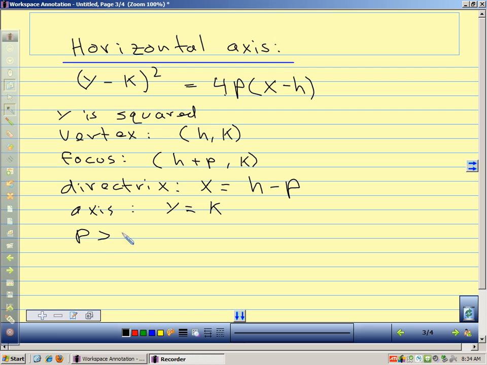If p is positive, p is greater than 0, our parabola opens right. And if p is less than 0, if p is negative, it opens left. So a quick drawing here of what we're talking about.